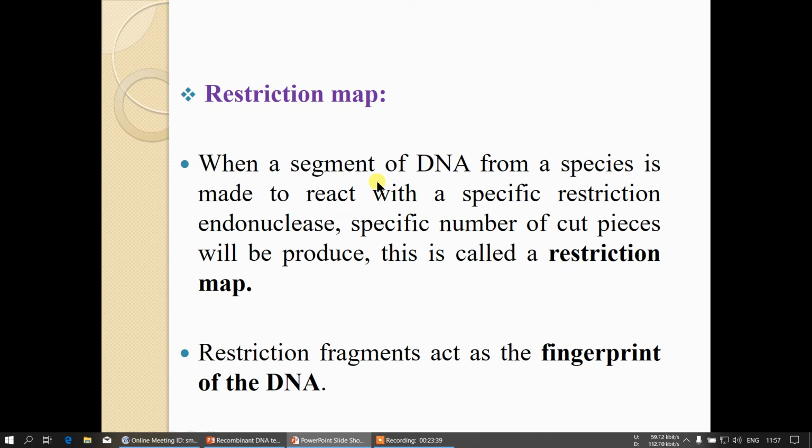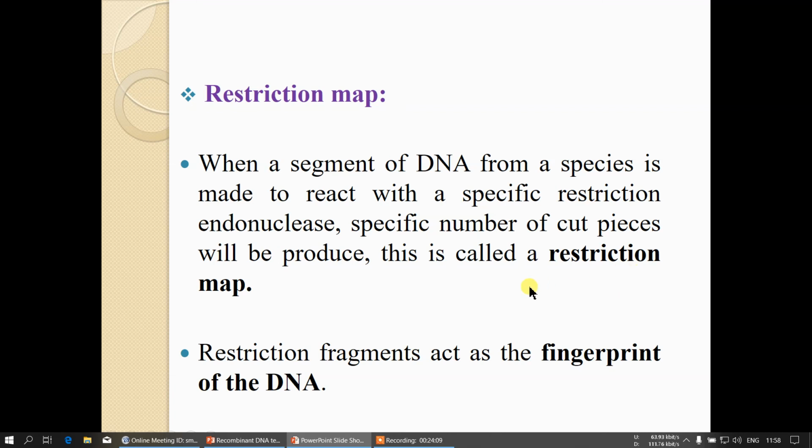Now what is a restriction map? When a segment of the DNA from a species is made to react with a specific restriction endonuclease enzyme, the enzyme will produce cuts at different segments of the DNA, because it has specific restriction sites for that particular enzyme. So a specific number of cut pieces will be produced. This is called the restriction map.